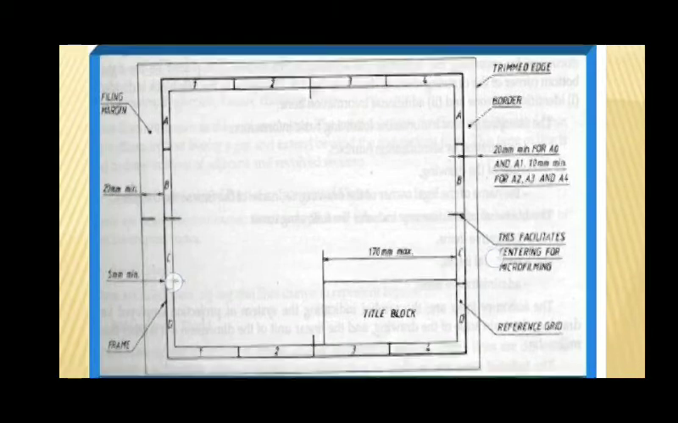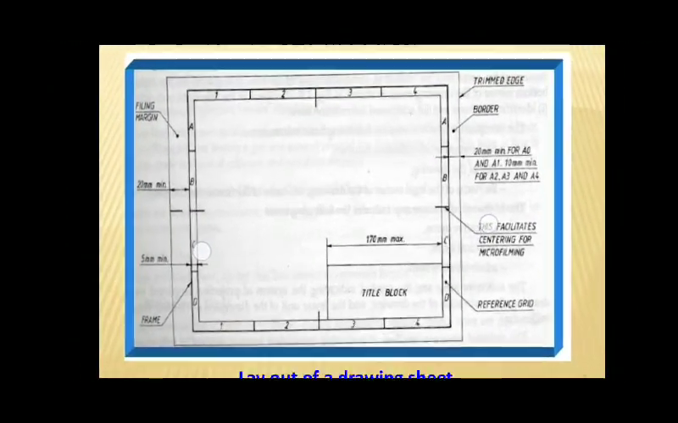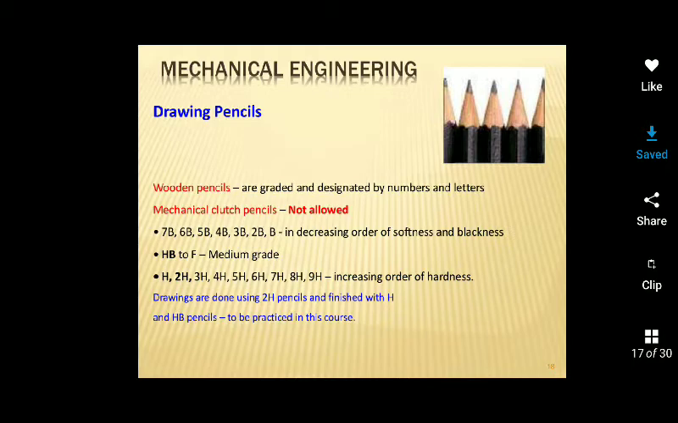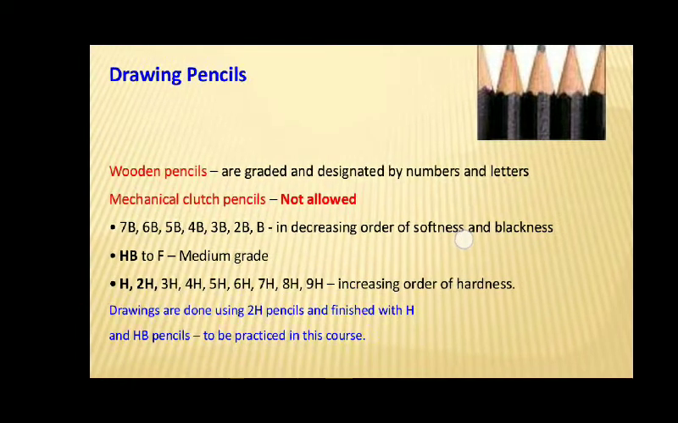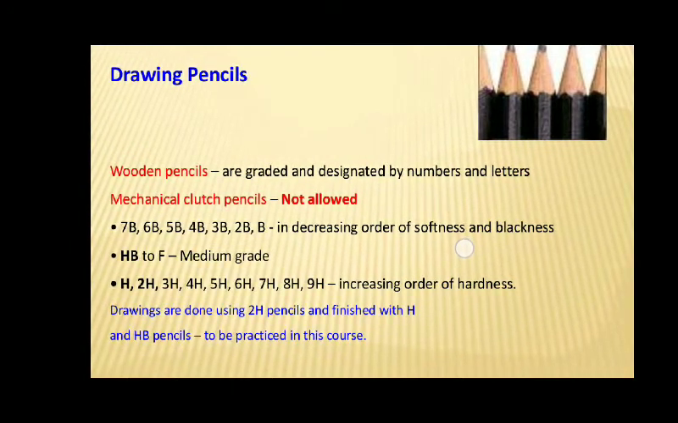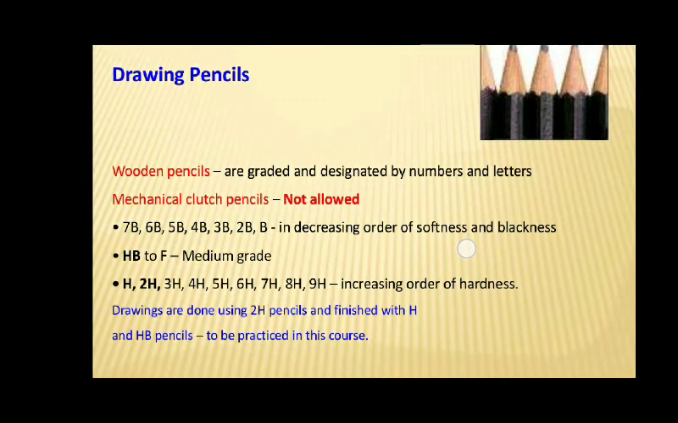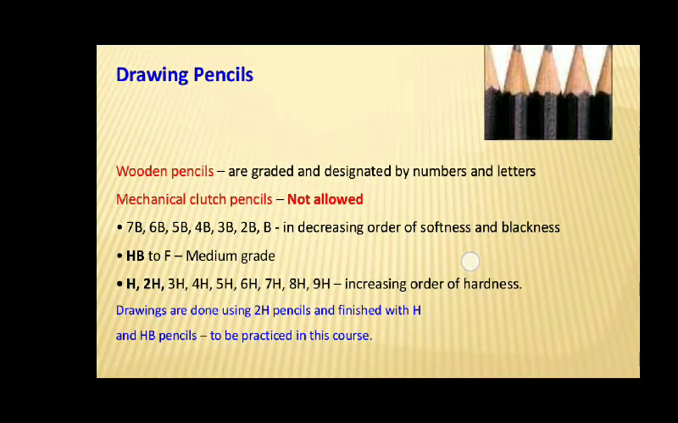In the title box you can write your name, roll number, college name, type of sheet and type of projection, like that. Next, the most important is drawing pencils. See, with the help of pencils only, you can draw whatever line you need. If you want a dark line, then you have to take an H pencil, and if you want to draw a light line, then you have to take a 2H pencil. Wooden pencils are graded and designated by numbers and letters, so that we know what the pencil is like.